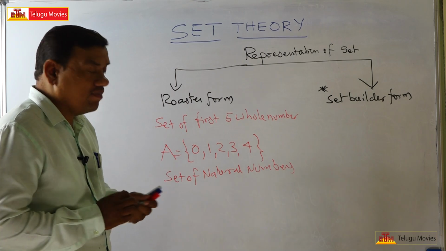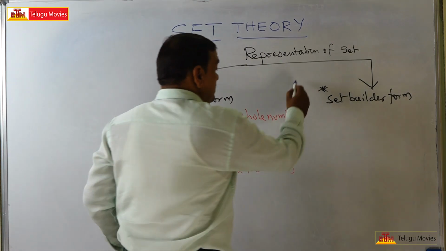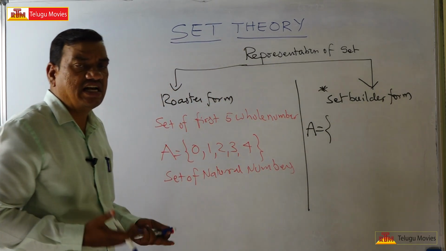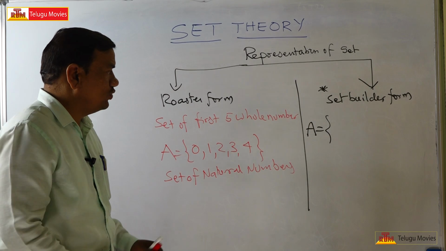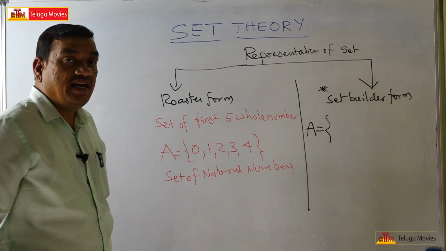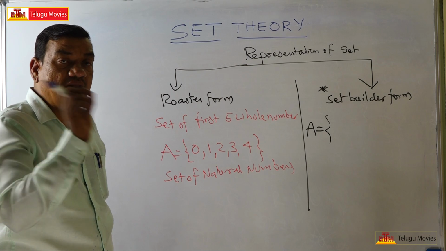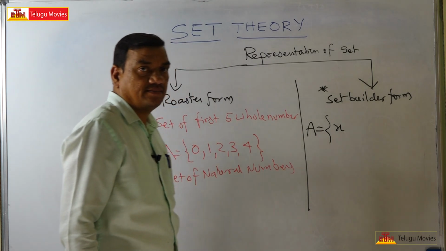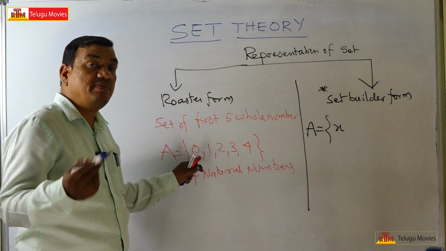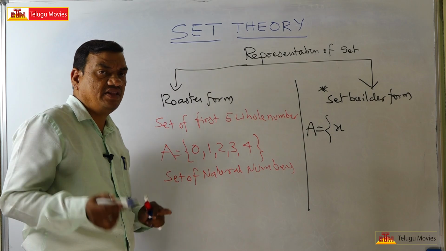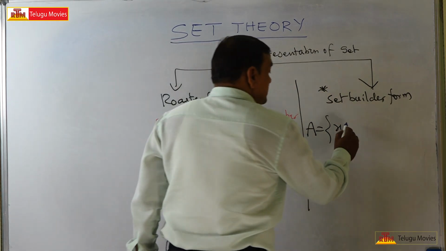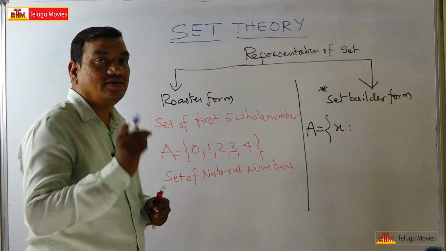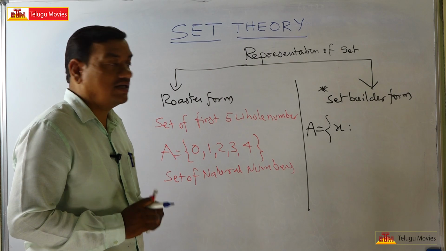In set builder form, first we write the name of the set, whatever it may be: A, B, C, D, X, Y, Z, L, M, N, is equal to. We will represent the element in the set as a symbol, that is X. X may be a number, X may be a person, X may be a living or non-living thing, whatever it may be. After this, we write two dots. That is called such that.